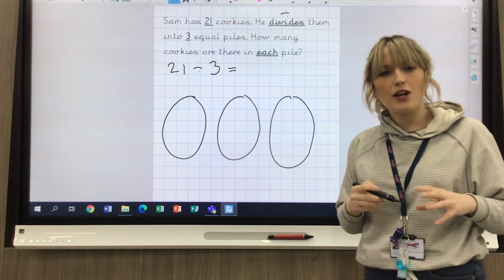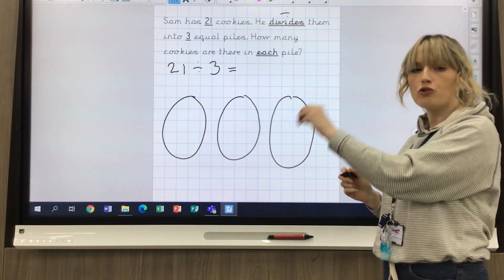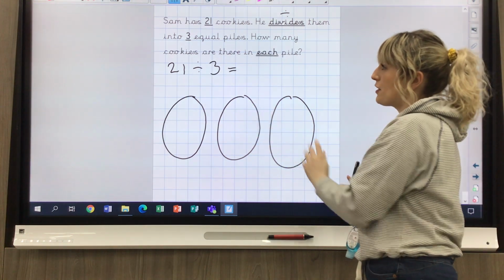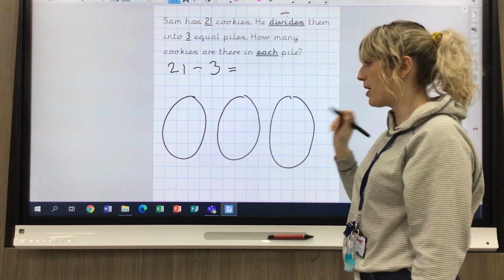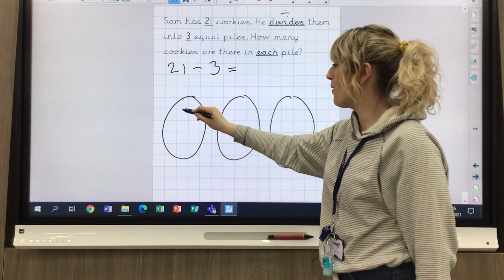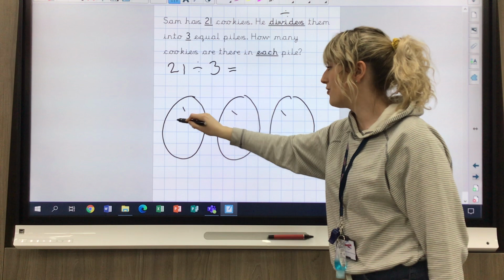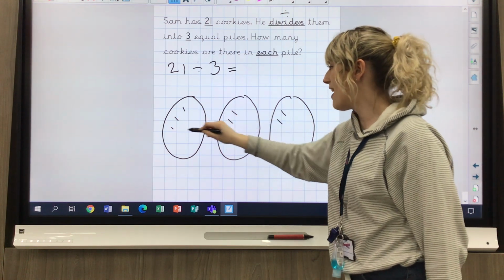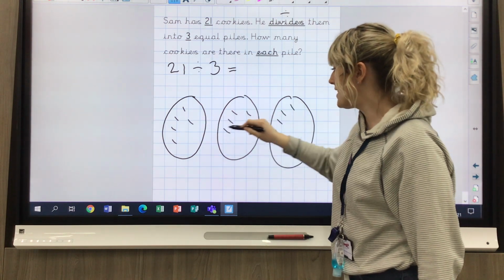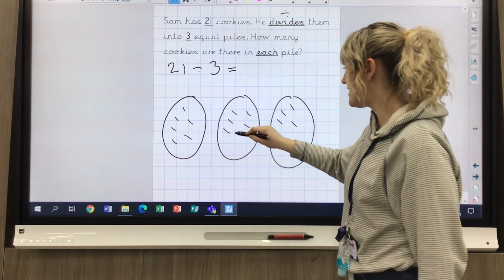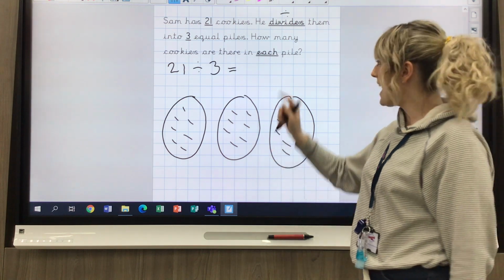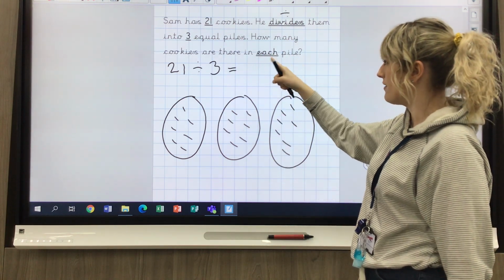Now he's dividing. We know that means sharing or grouping. It means splitting that number up. Okay, so we're splitting it into 3. So I'm going to count out 21 and I'm going to share them equally or group them equally. Count with me. 1, 2, 3, 4, 5, 6, 7, 8, 9, 10, 11, 12, 13, 14, 15, 16, 17, 18, 19, 20, 21. Okay, it says how many cookies are there in each pile?